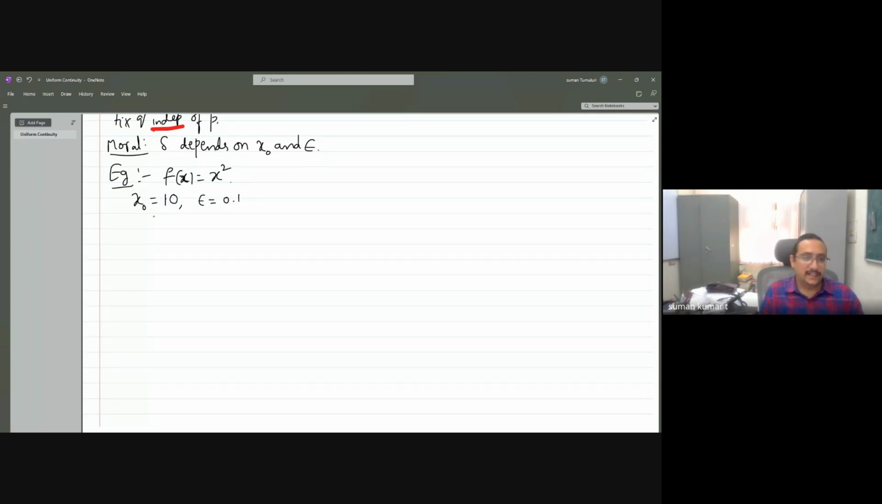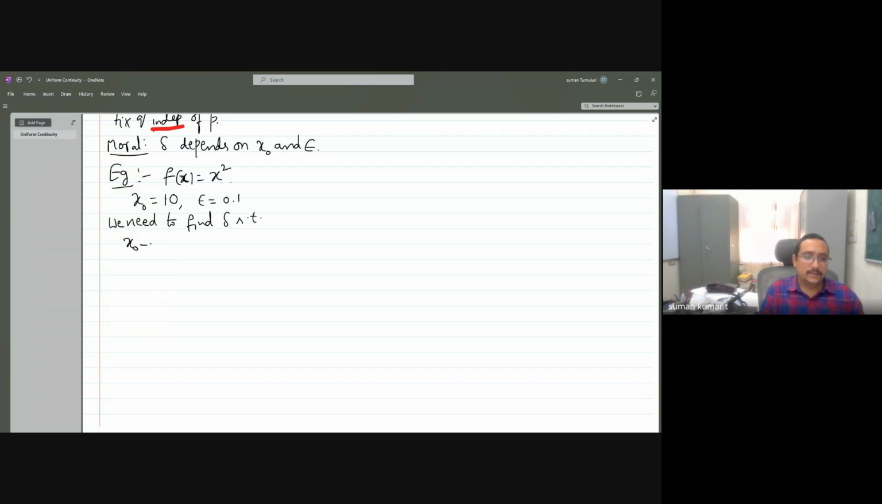So you take x naught is equal to, let's say, 10, and epsilon is equal to, let's say, 0.1. Now I want to find delta. So how does it work? We need to find delta such that what should happen?